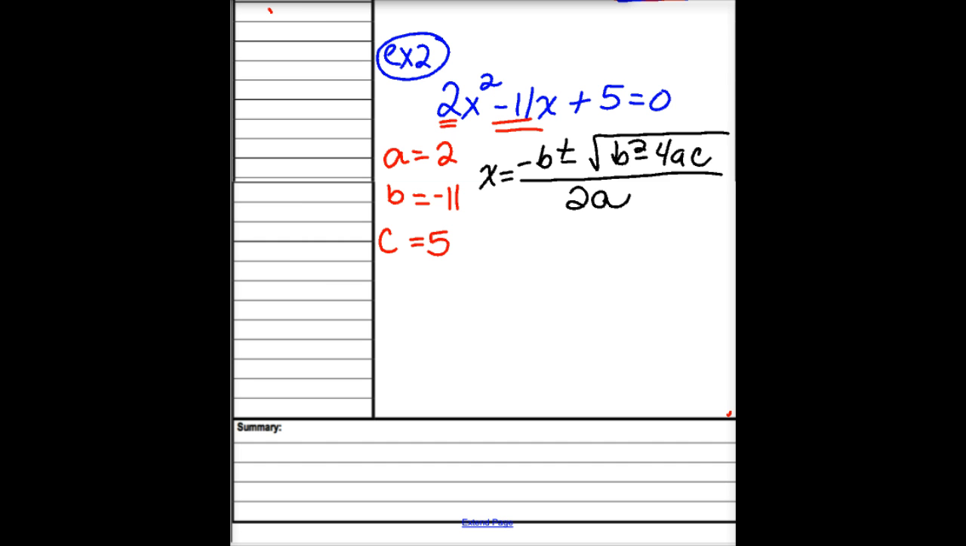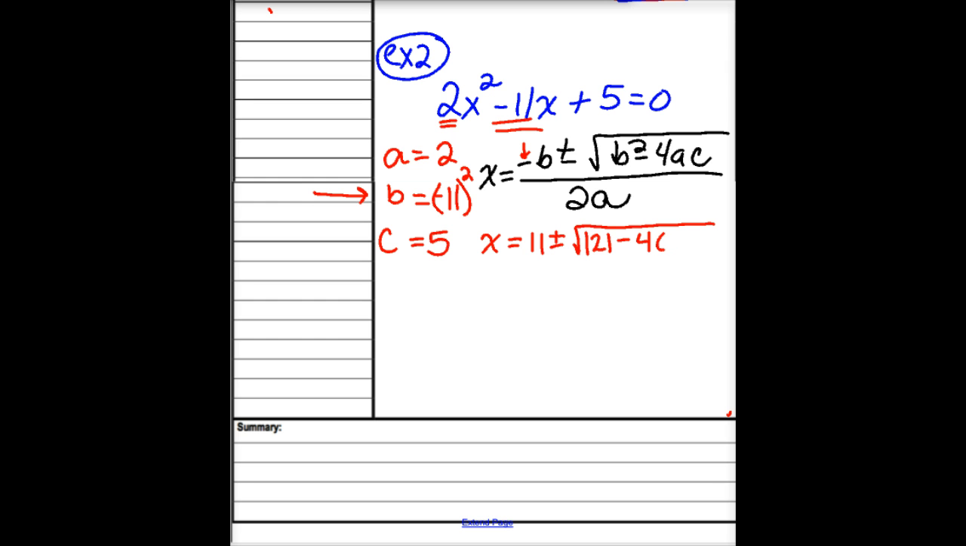Next, what do I do? I plug them in. Let's do that. X is equal to negative b. Well, b is already negative, and a negative negative makes a positive. So you might want to think of this as the opposite of b. So that's going to be an 11 plus or minus the square root of b squared. Here's b. You need to square it. You do it in your head, you do it on a calculator, I don't care. But a negative times a negative is a positive. So make sure you put a positive 121 in there.